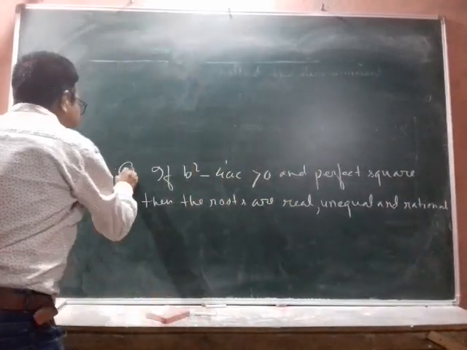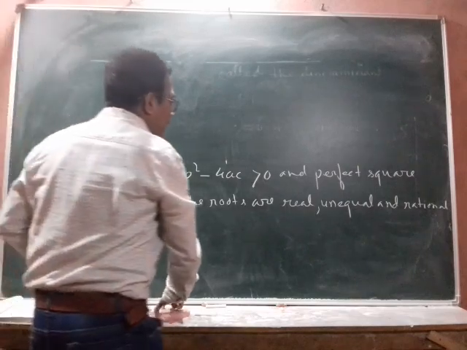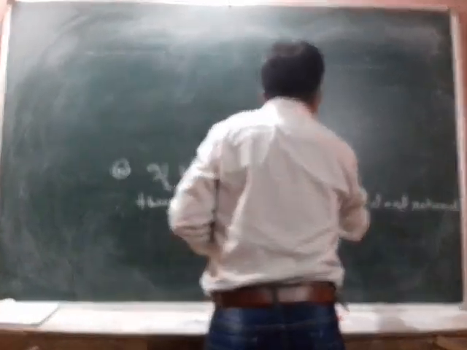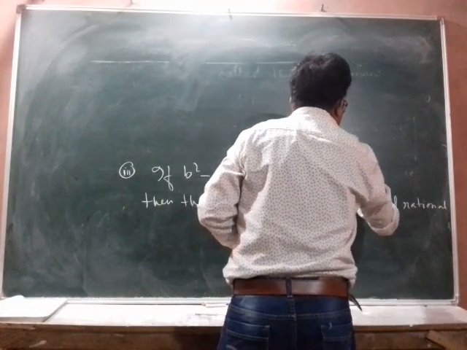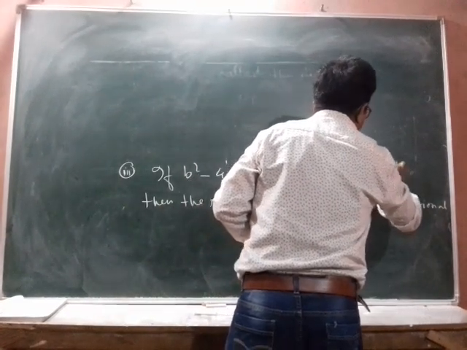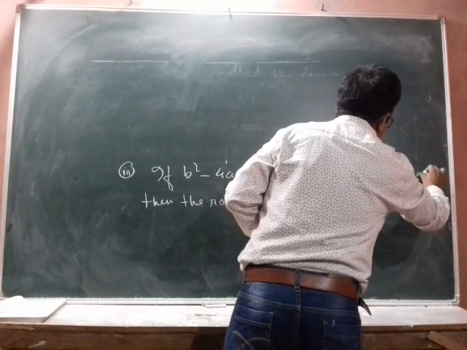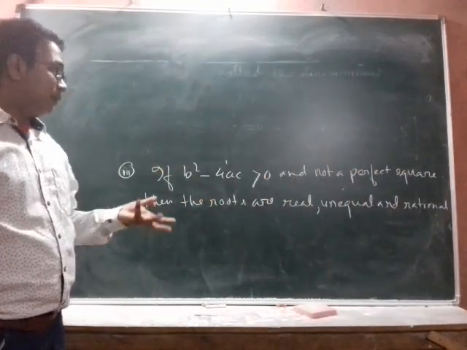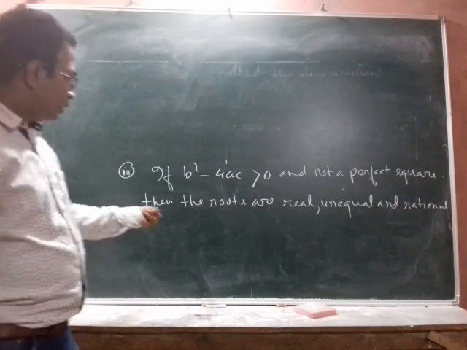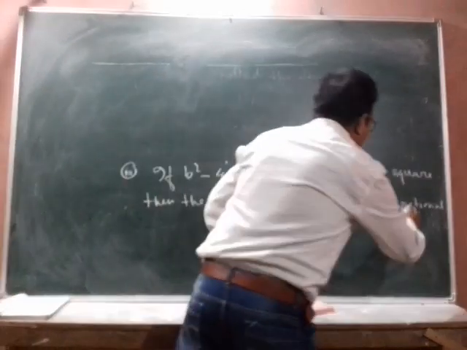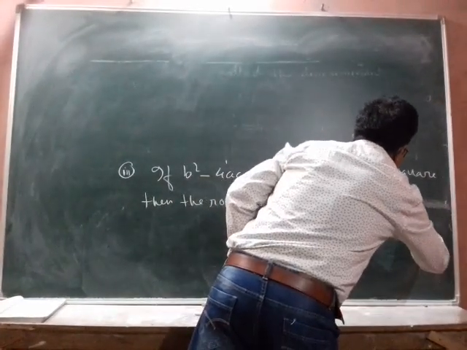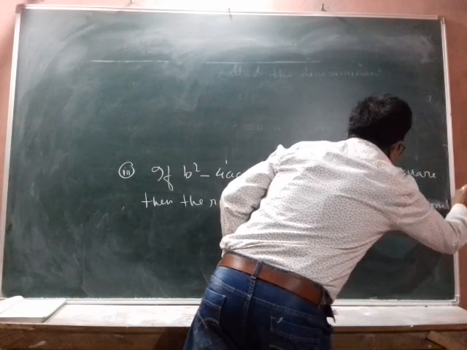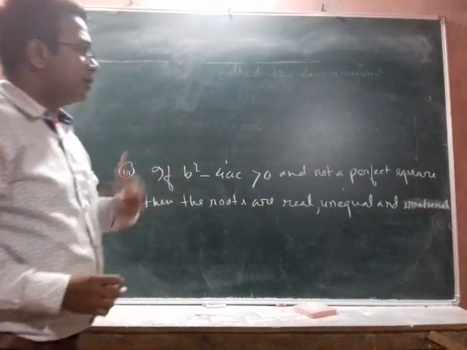So I make it 3. Same condition and not a perfect square, like this, b square minus 4ac greater than 0 and not a perfect square. Suppose you get b square minus 4ac is like 5, which is not a perfect square. Then the roots are real, unequal and irrational. That is the difference between these two conditions. That is, one is rational, another is irrational.